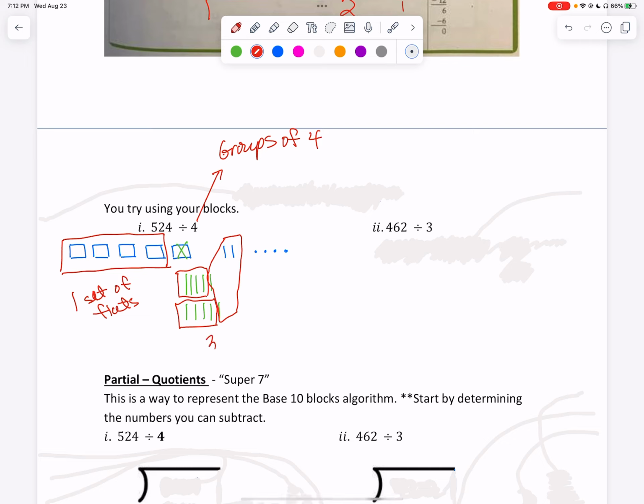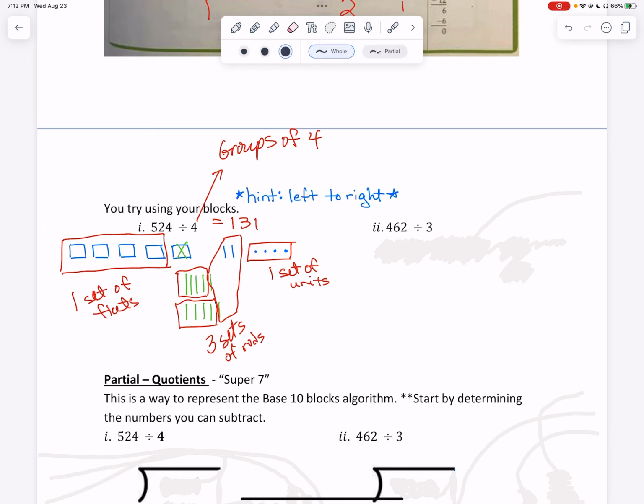So I've got 3 sets of my rods or longs, whatever you want to call it. 3 groups of 4, 3 sets of 4. And then, oh, look at this. There's 1 set of units. So what do I have? I've got 131.